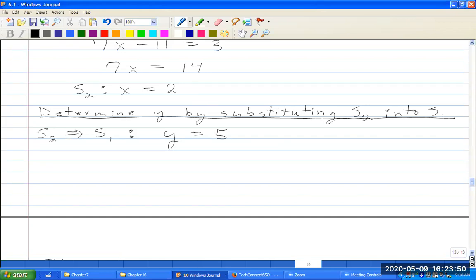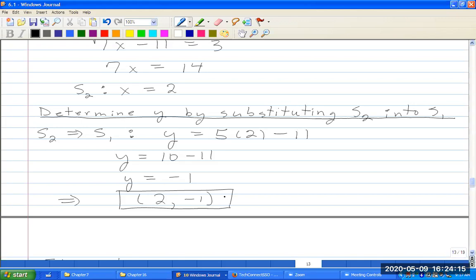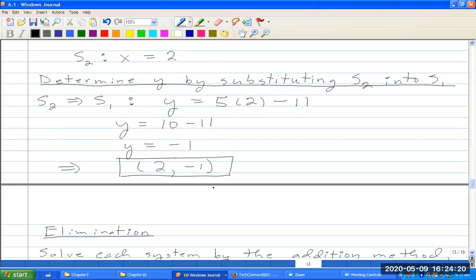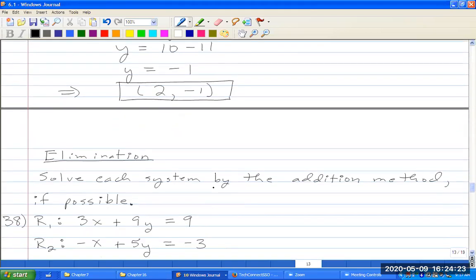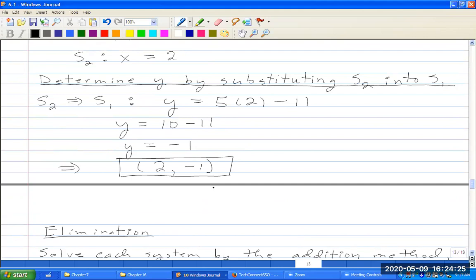Let's replace x by 2, minus 11. So y is equal to 10 minus 11. So y is equal to -1. Therefore, our solution is just the ordered pair 2, -1. And that is the solution to my system. So of course, that means that this is a consistent independent system of equations. It's intersecting lines.